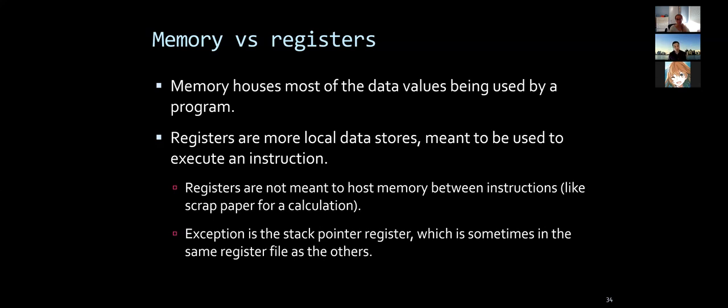So I need this small number of local data stores that can supply data very fast. Registers are not meant to host memory between instructions like scrap paper for calculations, right? It's not something for long-term storage. You're going to see that registers are used in and out. You don't really store anything for too long. So you're soon going to use assembly language. You're going to see how you use registers, and you need to keep track of what meaning you assign to this register in this context when you're going to write your manual assembly language, right?